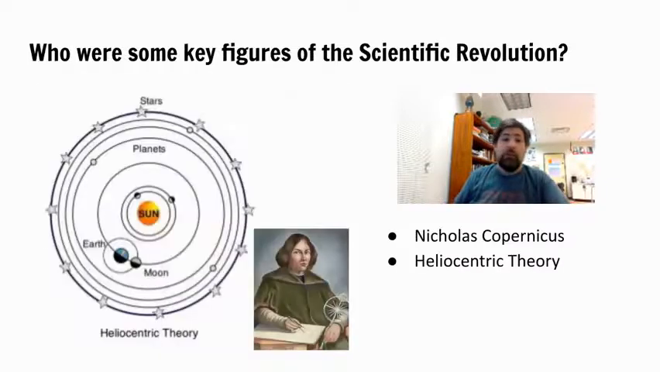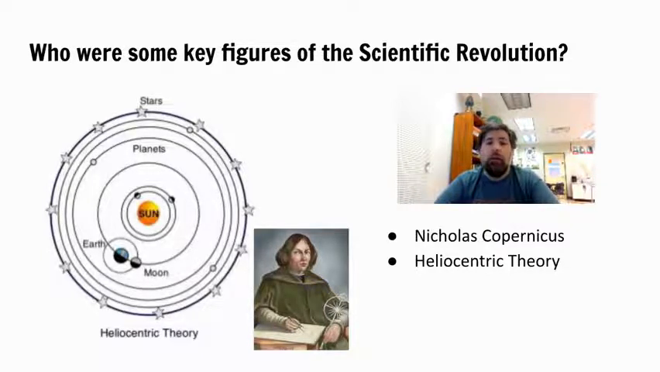And Nicholas Copernicus was a very early figure in the scientific revolution. He came up possibly based off of the work of some Islamic scientists, but he usually gets credit for the heliocentric theory. Helio means sun. Centric means center. And so his theory of the universe is that the sun is at the center of the solar system. The sun is at the center of our solar system.